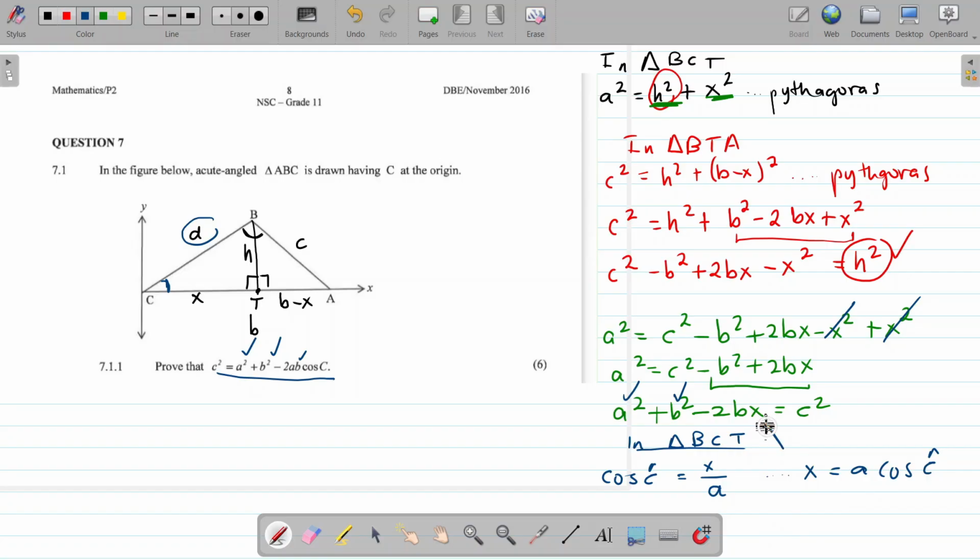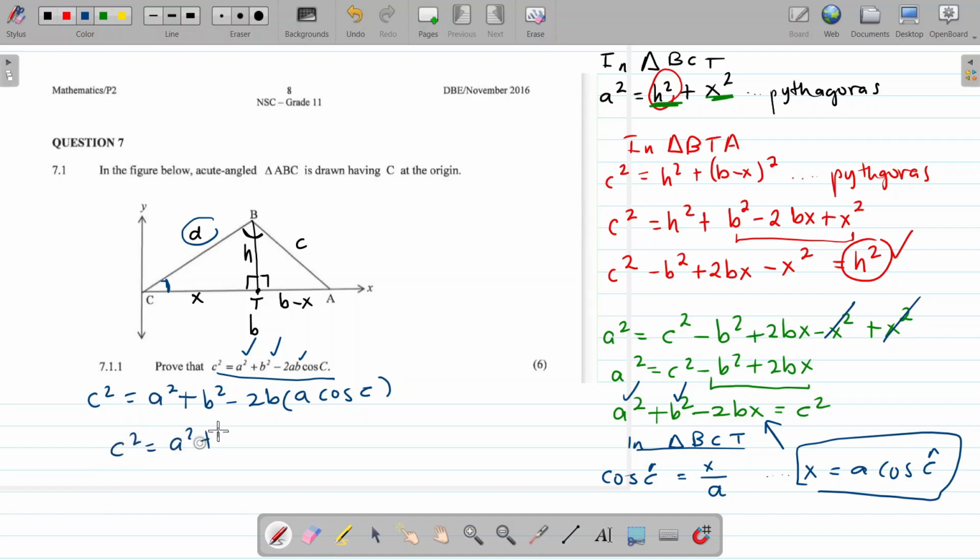I'm going to go back to this equation over here. Just write it over here. I'm going to have a squared plus b squared minus 2b. Instead of x, I'm going to replace it with a cos of C. So it's going to be a cos of C. This entire thing, remember, is equal to c squared. Now, simplifying even further, I have a squared plus b squared minus 2b times a cos C becomes minus 2ab cos of angle C. Now I have proven my cosine rule.